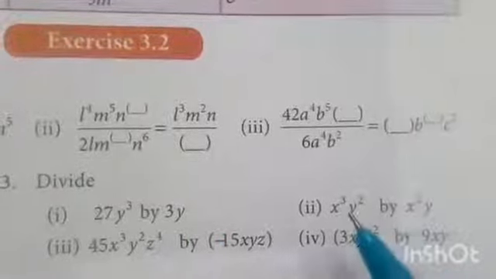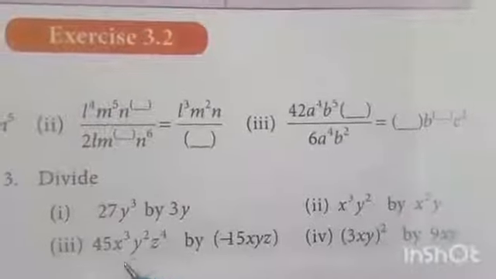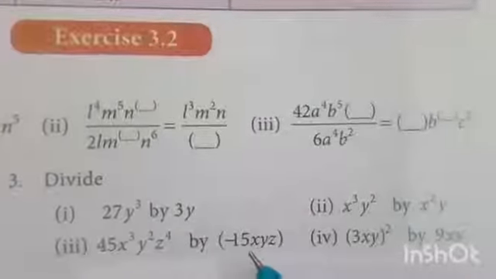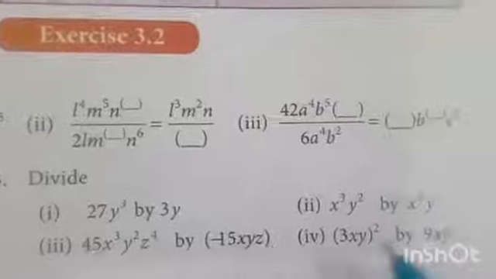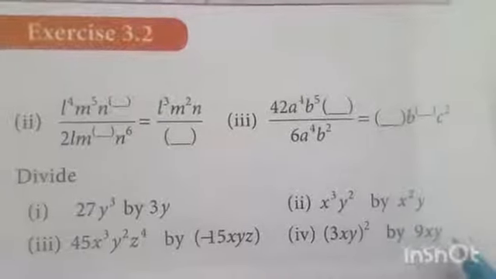Second question, divide x cube y square by x square y. Third question, 45x cube y square z power 4 by minus 15xyz. Fourth question, (3xy) whole square by 9xy.